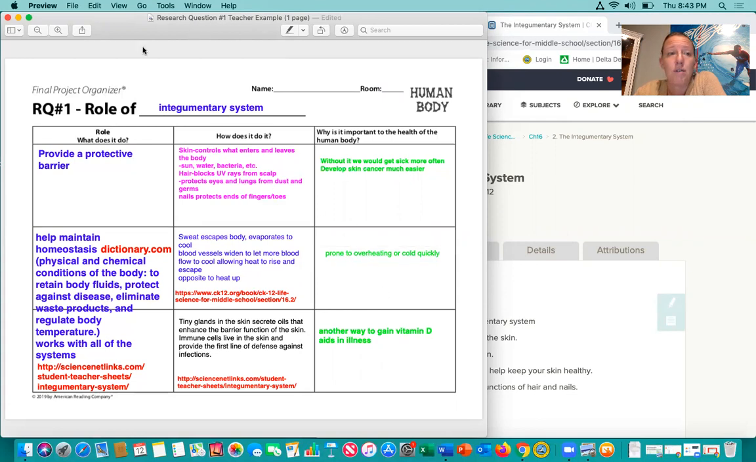All right, so today your focus is to find information to fill this chart. See if you can find 3 roles or 2 roles of your system. If you have more than 3 roles that you want to talk about, then remember this is a graphic organizer and you can always add to it. All right. Good luck researching.